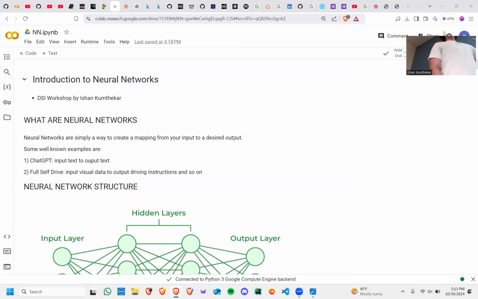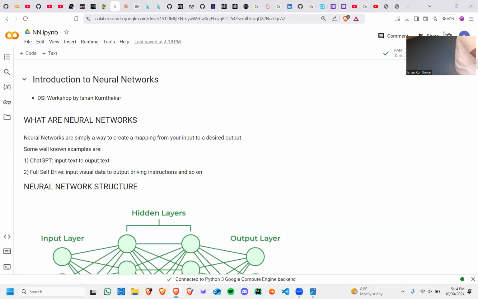So, what are neural networks? You have probably heard of neural networks. A lot of times, they are used in pretty much every piece of software that you use, depending on what sort of applications you have. Some well-known examples are ChatGPT.